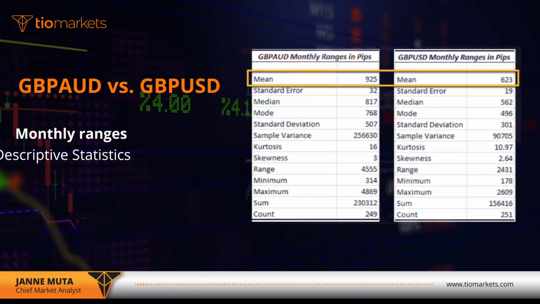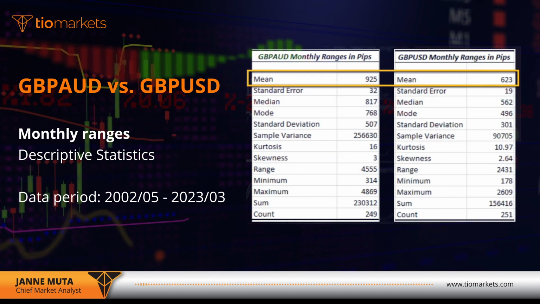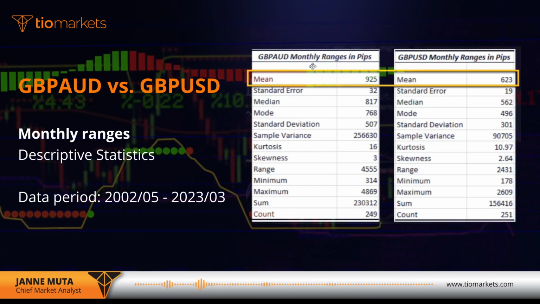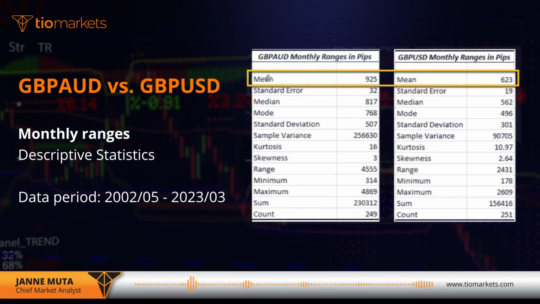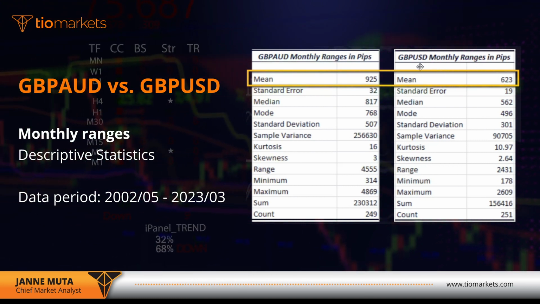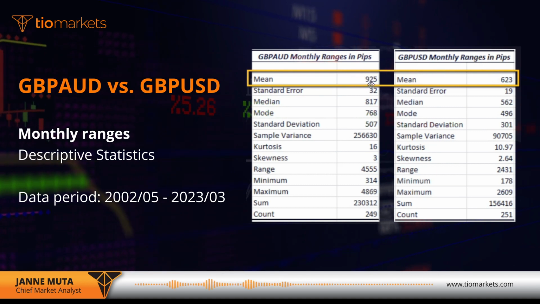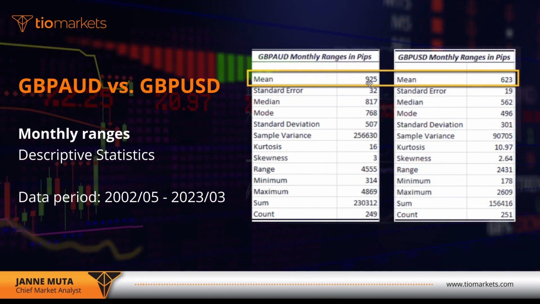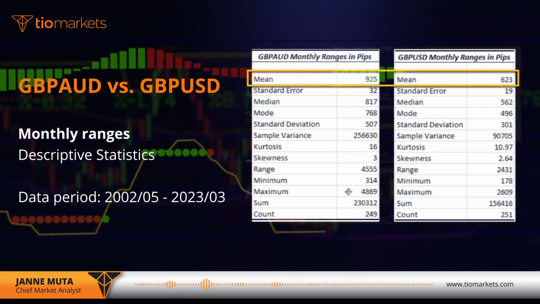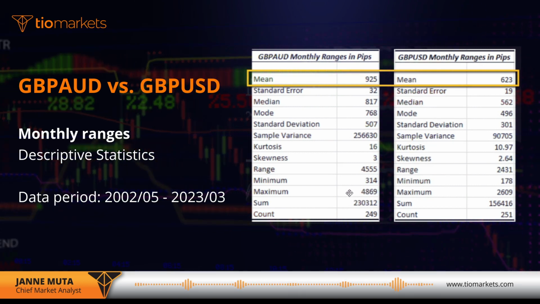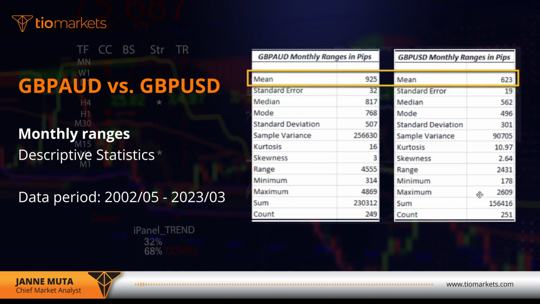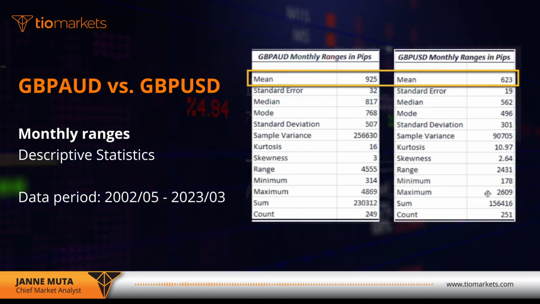Then there's a market that is even better than pound USD, and this is pound Aussie. As you can see, the monthly average range in pound Aussie is about 1.5 times the 623 pips in pound USD. So definitely you should look into how to trade pound Aussie. If we look at the maximum range, it's about 5,000 pips, 4,869 pips. That's amazing compared to only 2,609 pips in pound USD.